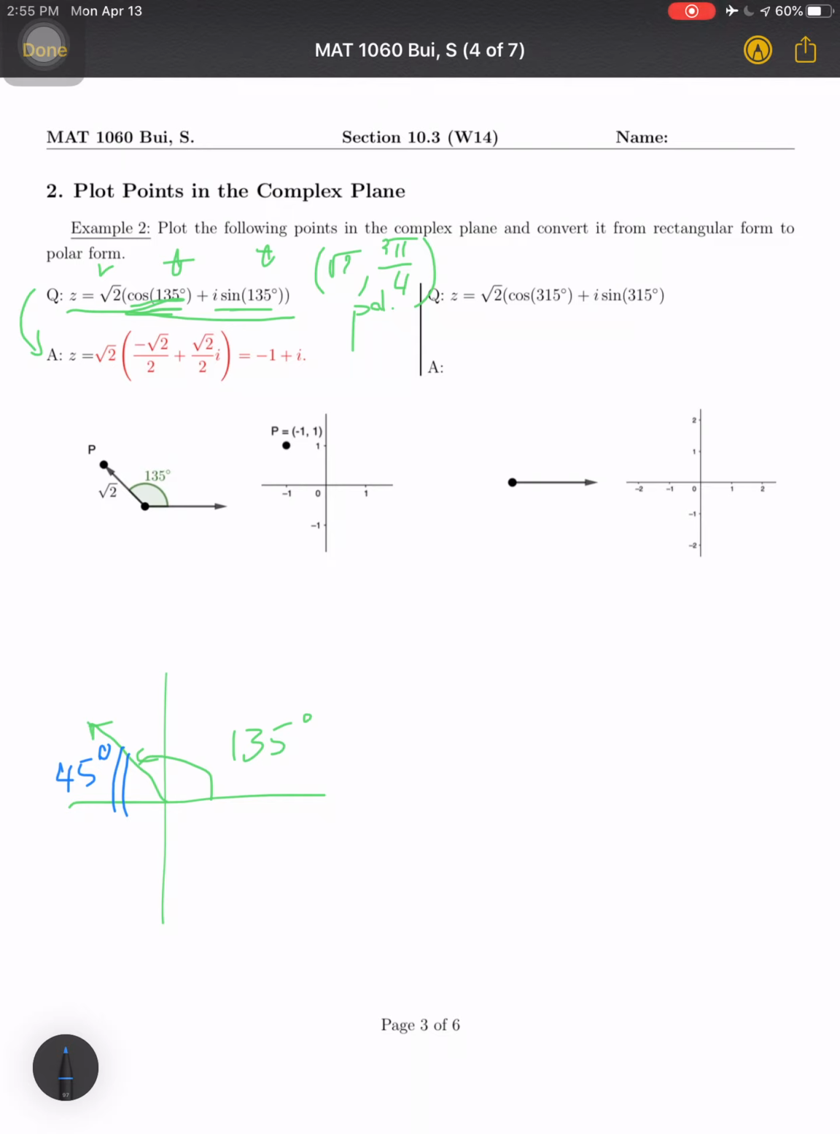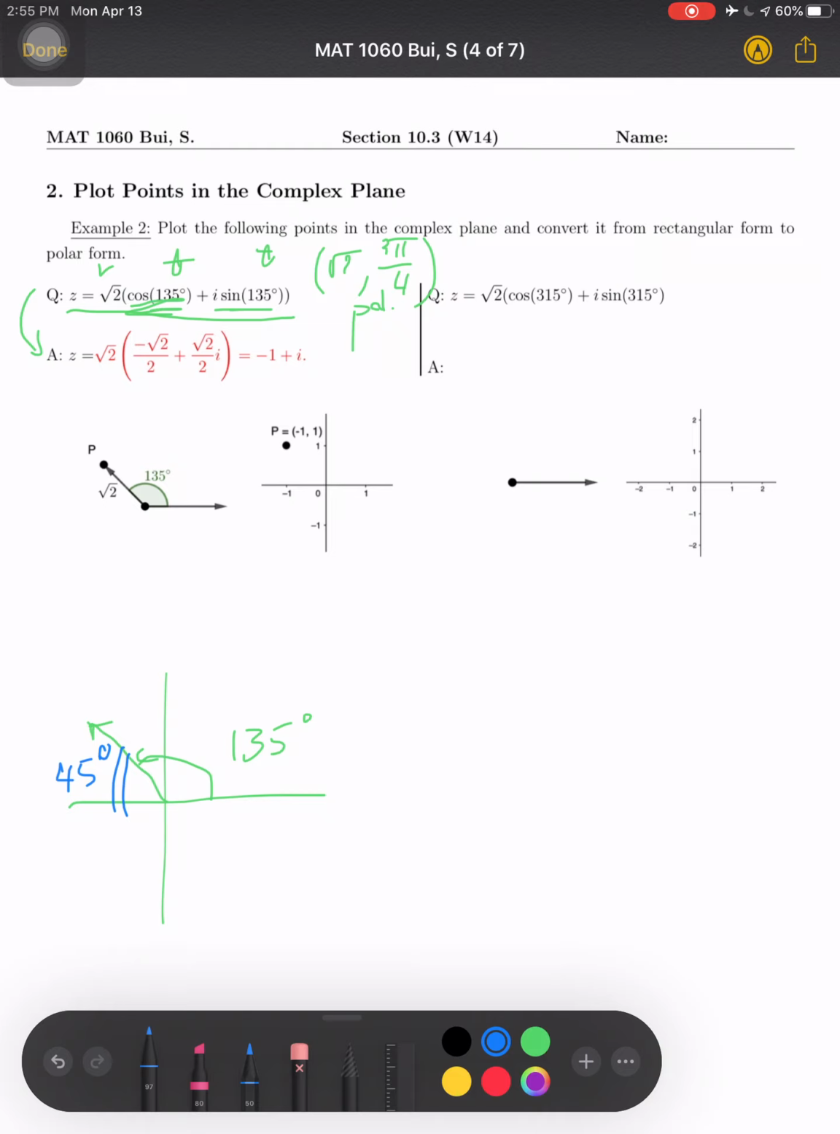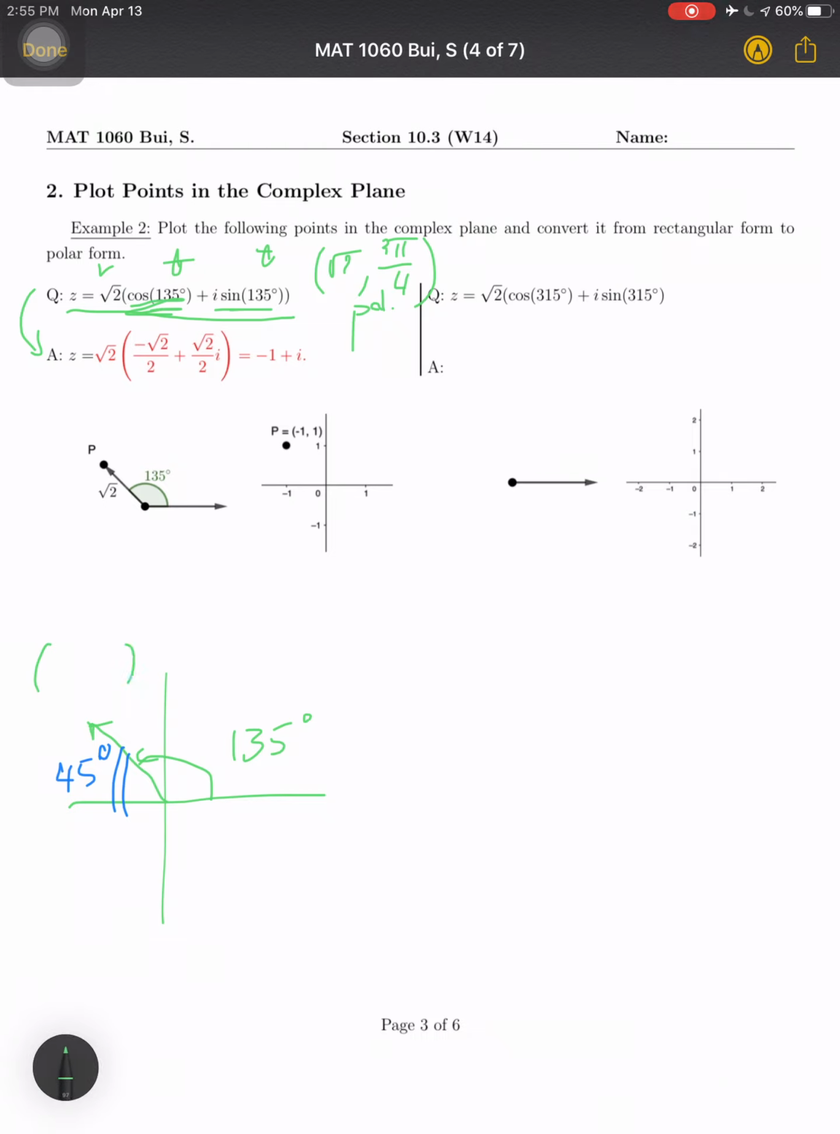And just a heads up in here, because 135 is in the second quadrant, the x part will be negative and the y part will be positive. That means that the cosine value will be negative and the sine value will be positive, okay? Just a heads up.